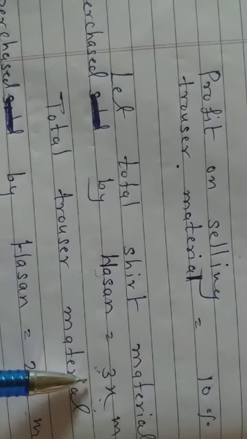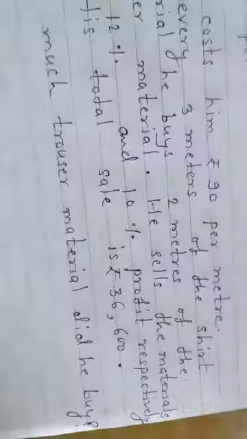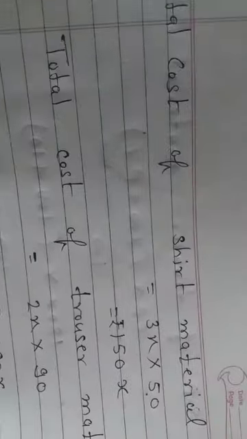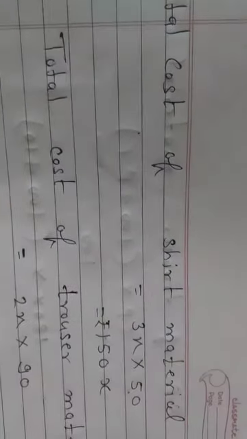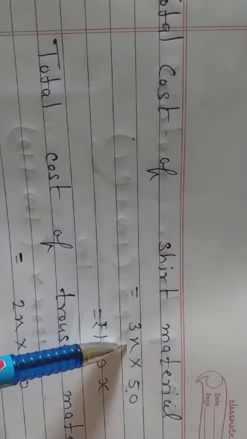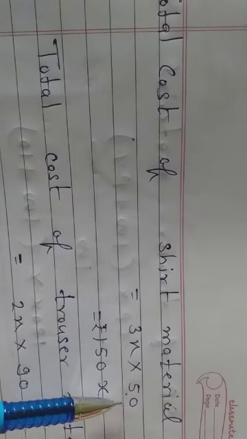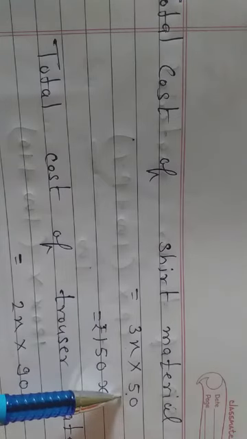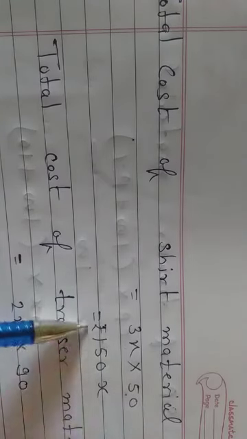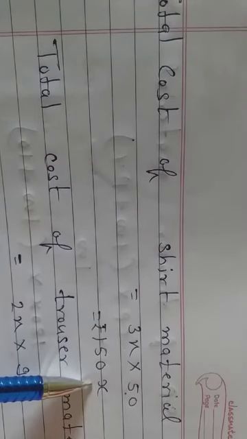So students, we will find the total cost of shirt material and then the total cost of trouser material. So how to find it? Here, the total cost of shirt material: 3x is the total shirt material, multiplied by 50 because 50 rupees per meter is the rate of shirt material. So 3x into 50 is 150x. 150x is the total cost of shirt material.